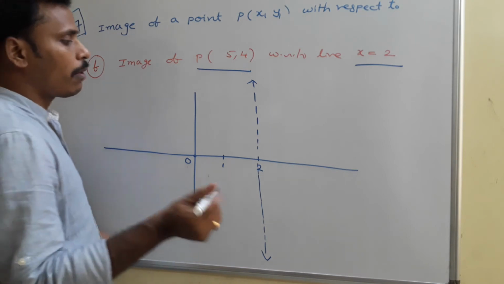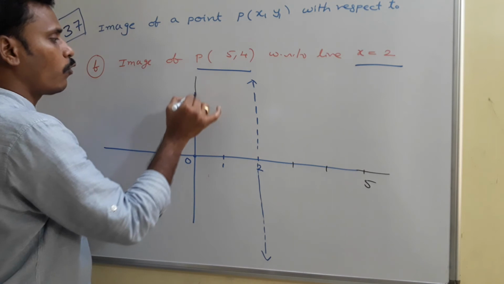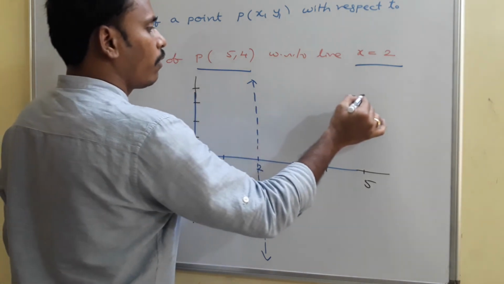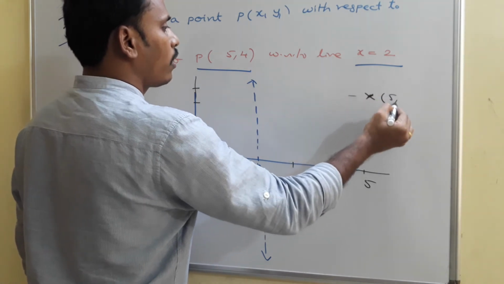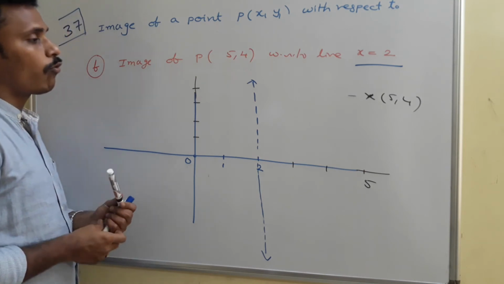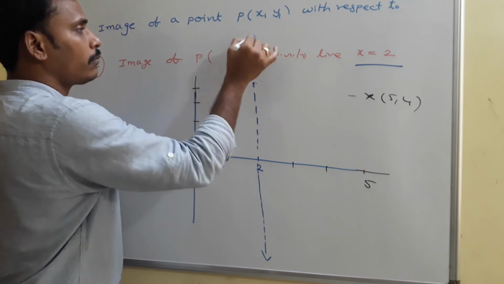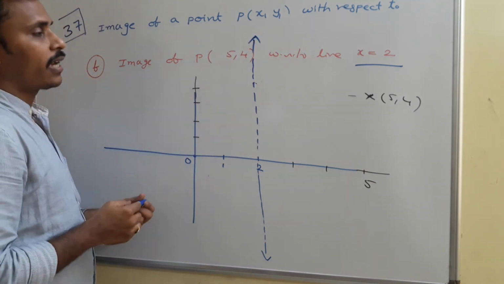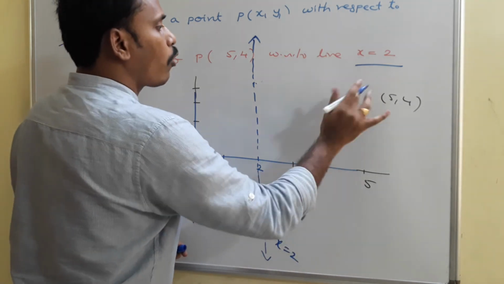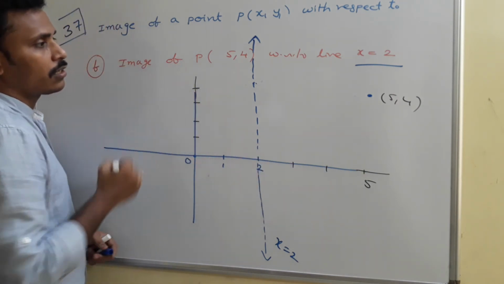See, where is (5, 4)? The x coordinate is 5, and the y coordinate is 4 actually: 1, 2, 3, 4 somewhere. So (5, 4) will be the point here. And now our intention is to find the image of this point (5, 4) with respect to this line x = 2. This line is x = 2, and this is the point (5, 4), because this horizontal distance is 5 and this vertical distance is 4.